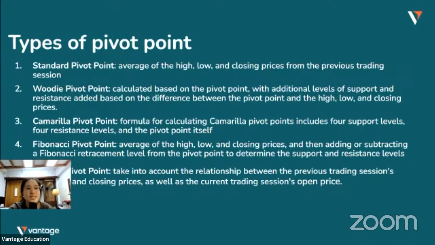Okay, so lastly, we have the DeMark pivot point. This method is actually the most common amongst institutional investors. It uses a series of complex calculations. Once again, I didn't bother to include it here, but it takes into account the relationship between the previous trading session's high and low and closing prices, as well as the current trading session's open price.